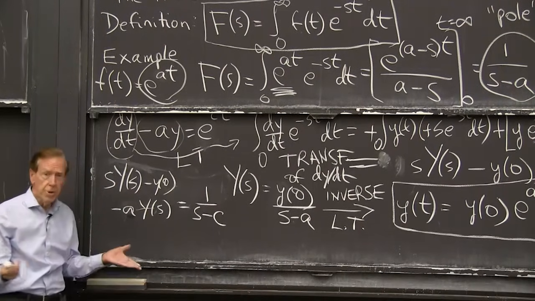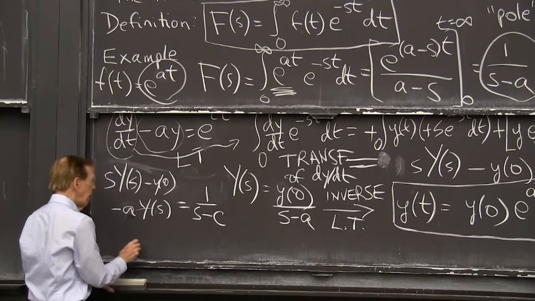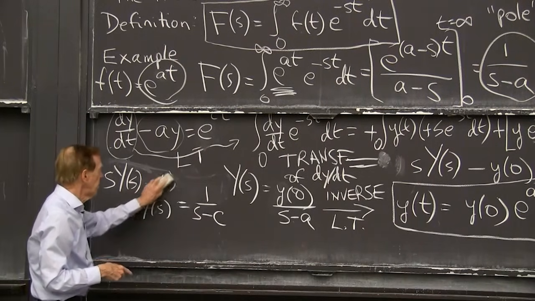Now, algebra, I just pull Y of s out of that. How am I going to pull Y of s out of this equation? Well, I'll move y of 0 to the other side.